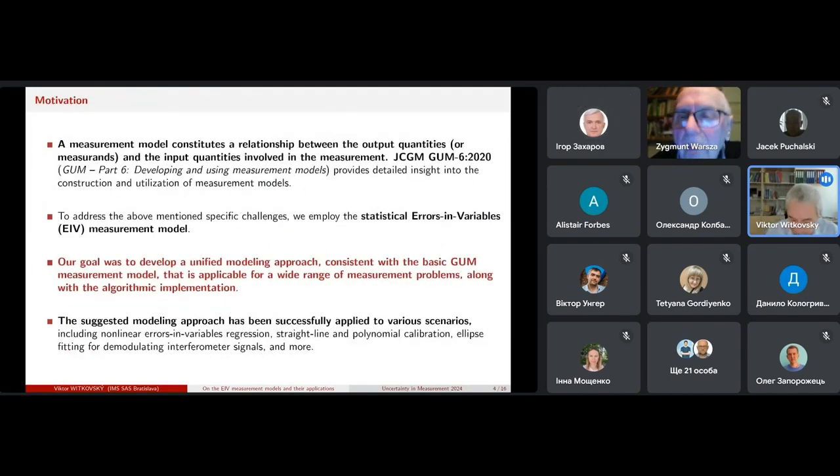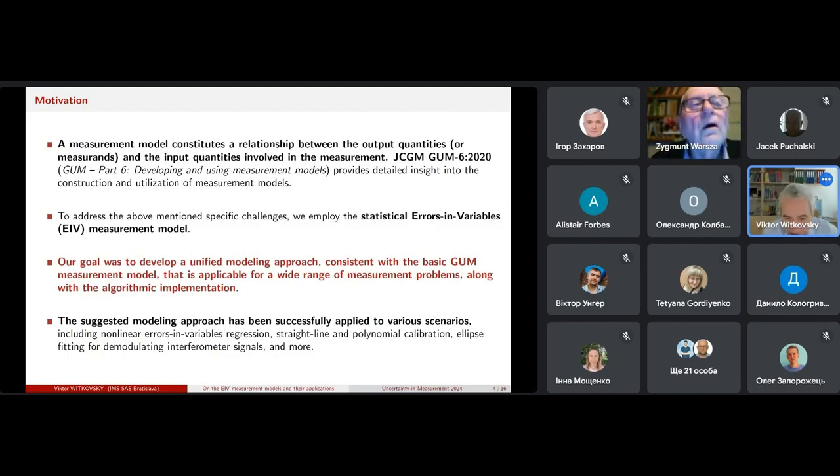Yes, we see. Okay, so the motivation is as presented here. A measurement model constitutes a relationship between output quantities or measurements and the input quantities involved in the measurements. According to GUM Part 6, it is the part which is focused on developing and using measurement models. It provides detailed insight into the construction and the utilization of measurement models. In my presentation, I would like to address the above mentioned specific challenges.